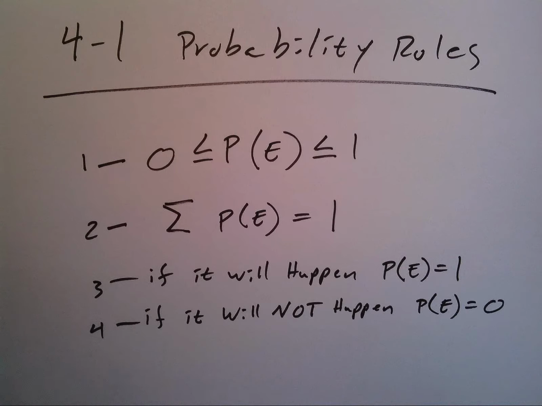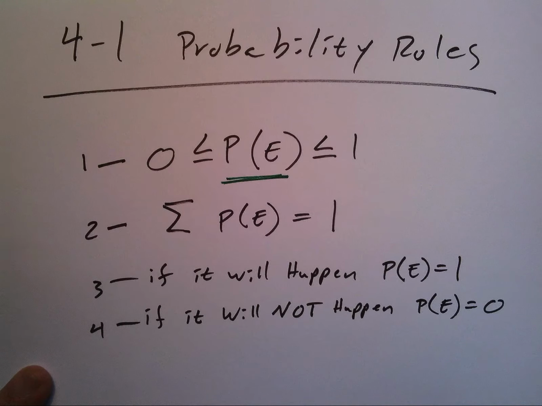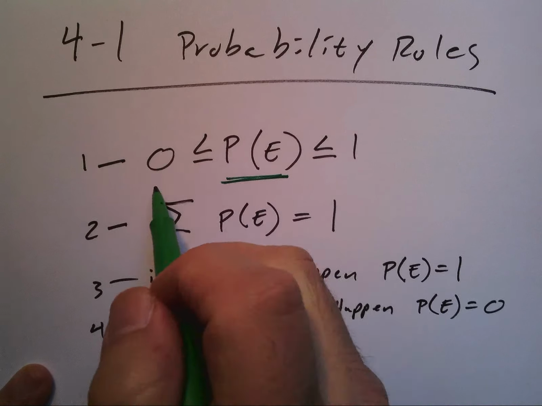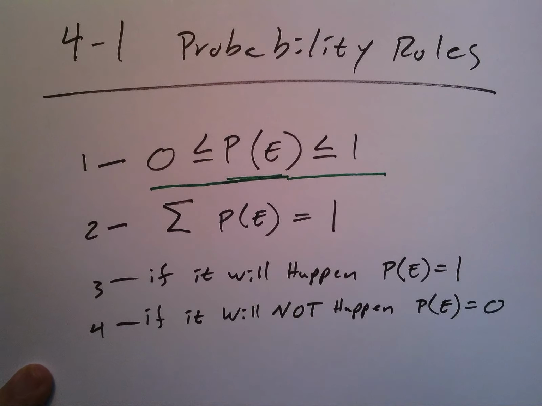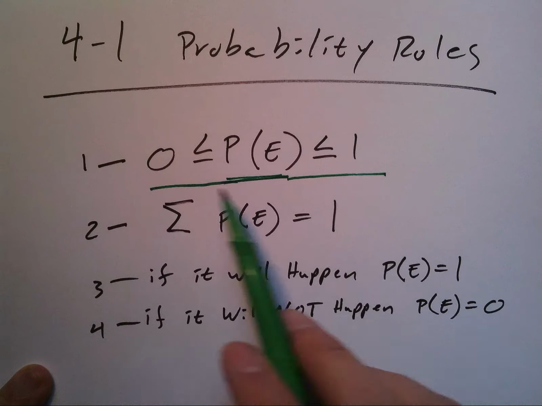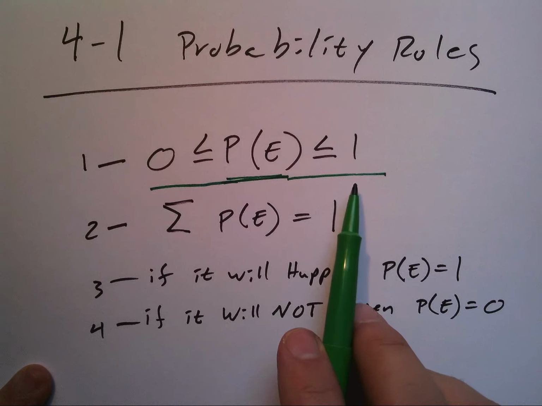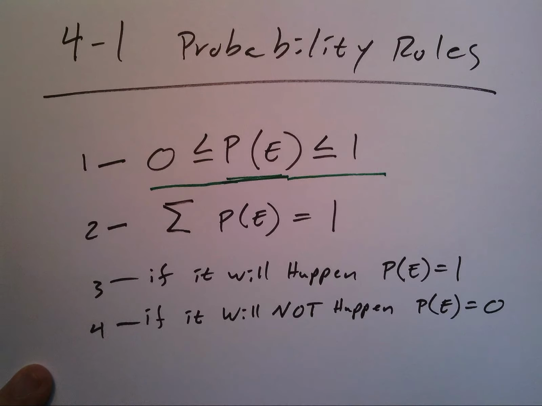So, the first rule is pretty straightforward. The probability of any event happening is going to lie in between, inclusively, 0 and 1. Alright? So either an event won't happen, 0. An event will happen 100% of the time, that's 1. And it can take on any value in between and including those. That's rule 1.